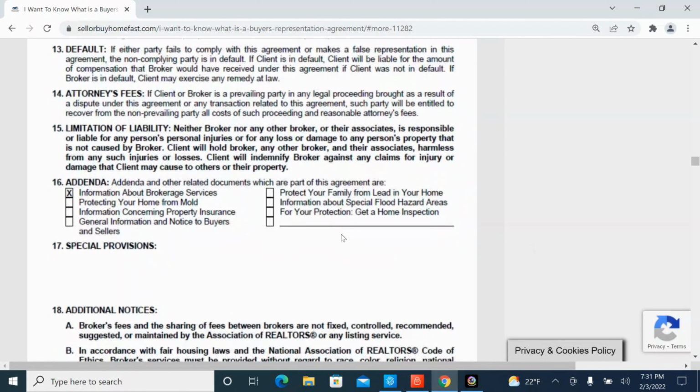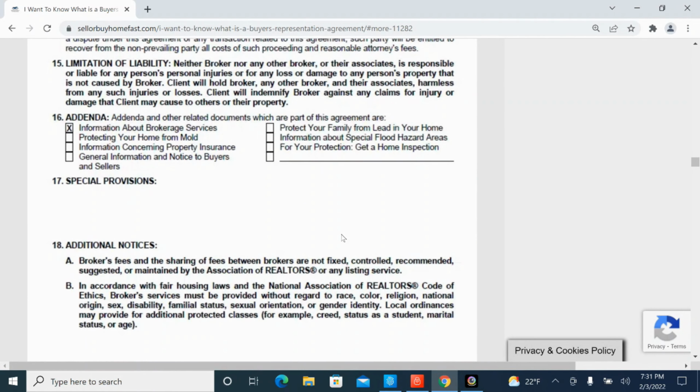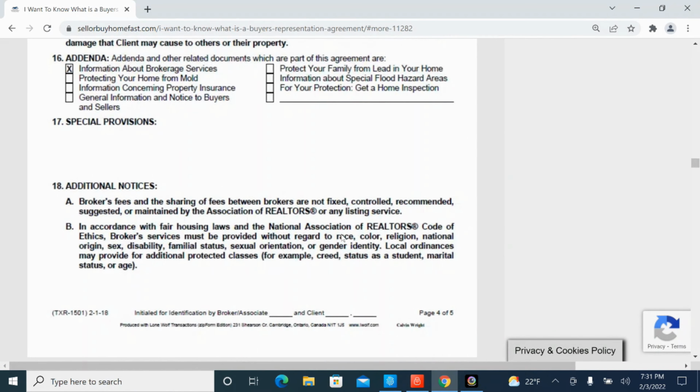Now, a lot of times under addendum, we talked about it. You will see the information about brokerage services that will be checked off. Typically, if for some reason you are buying a house that's older than 1974, you will have a lead-based addendum to sign as well, and you will also receive pamphlets in reference to lead-based. Number 18 talks about additional notices.